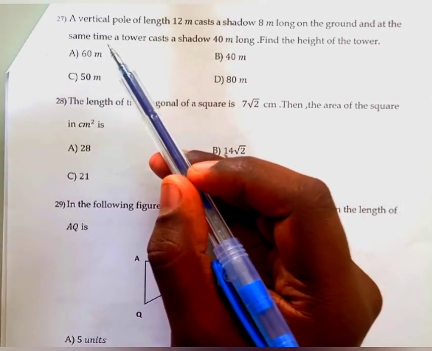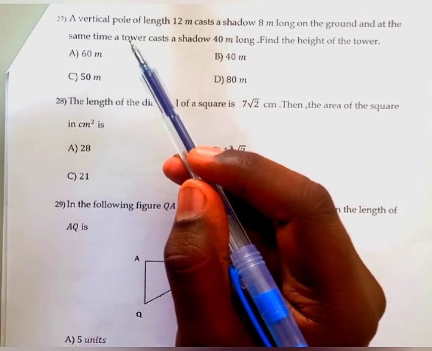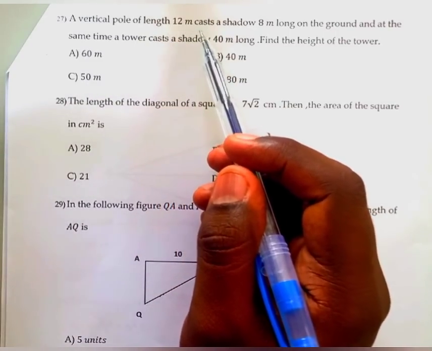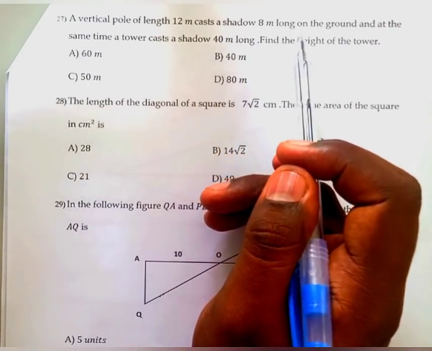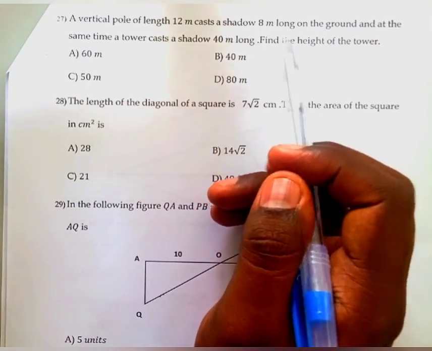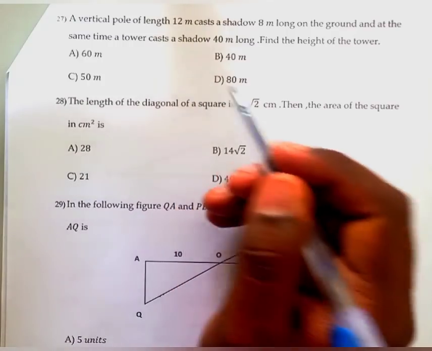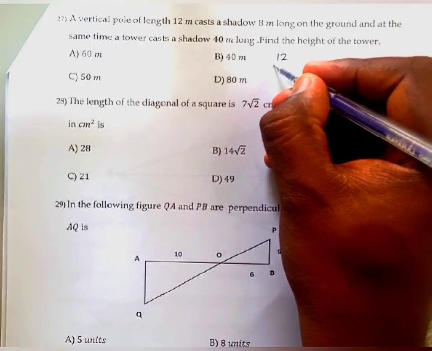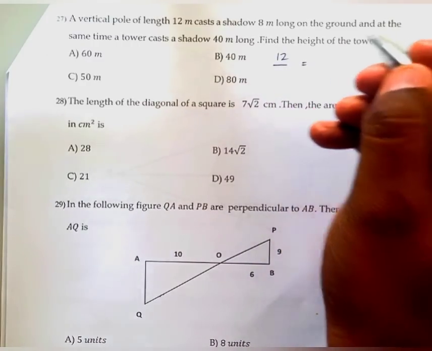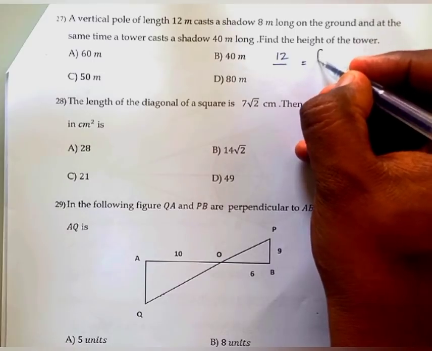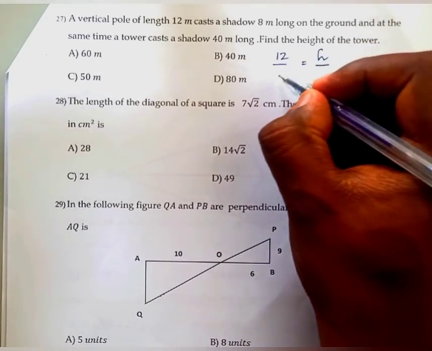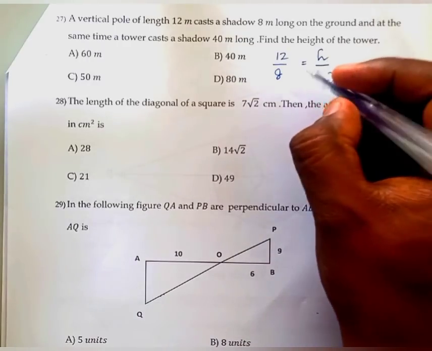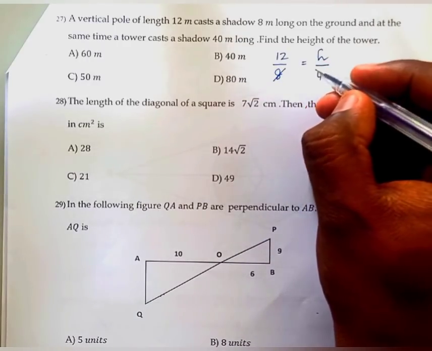Question number 27. A vertical pole of length 12 meters casts a shadow of 8 meters long on the ground. At the same time, a tower casts a shadow 40 meters long. Find the height of the tower. In this question, the elevation will be the same, therefore the two triangles will be similar. The corresponding sides will be in the same proportion. By using that concept, 12 by 8 equals h by 40.